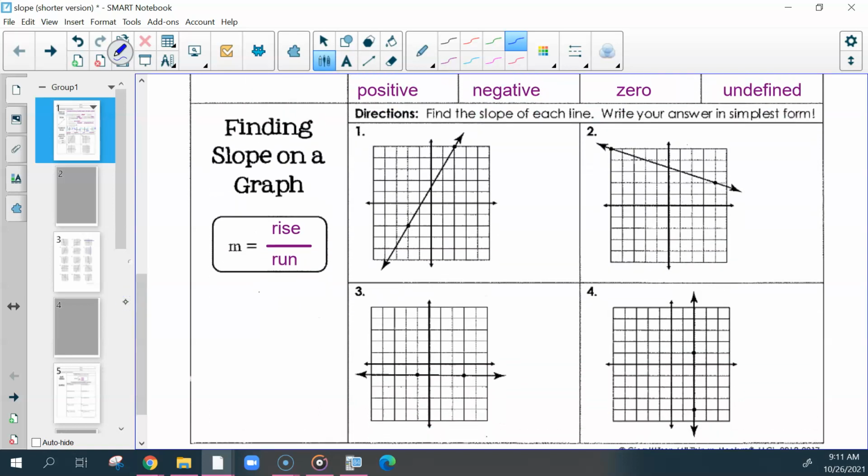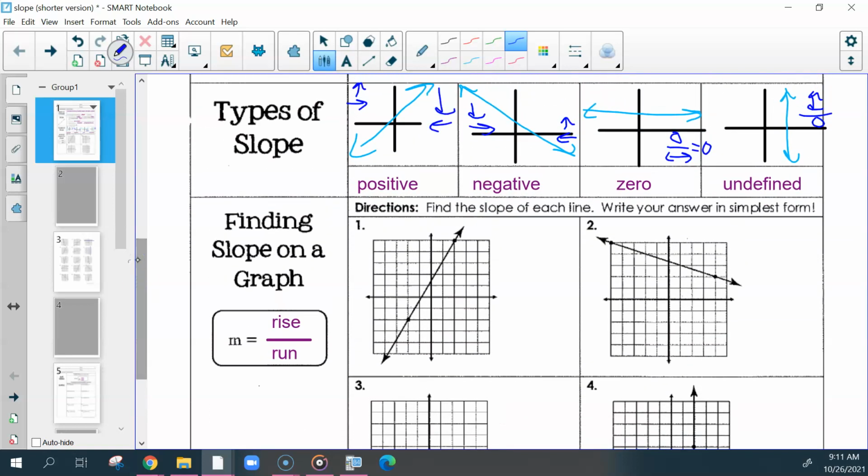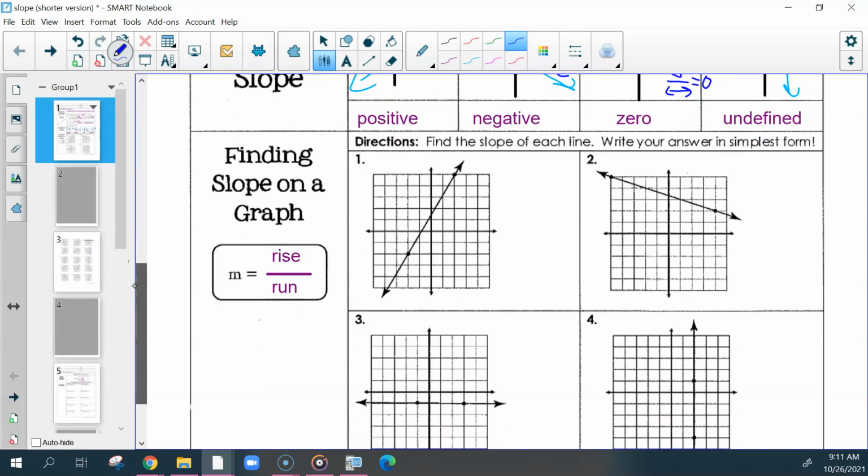In this box right here, put m equals rise over run. When we find the slope of the line, we need to find 2 points that cross the grid lines, the background grid lines, exactly. Not like almost, but exactly at 2 points.